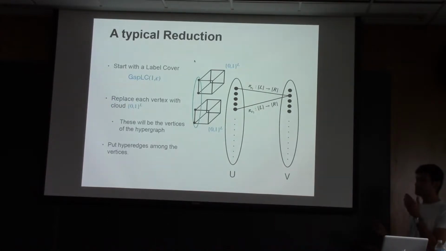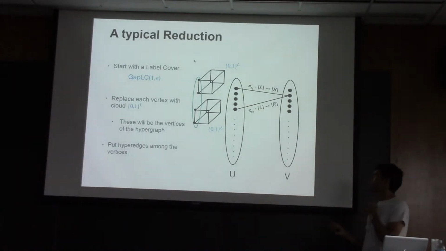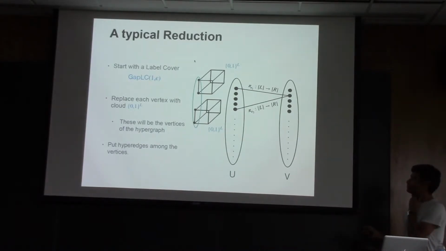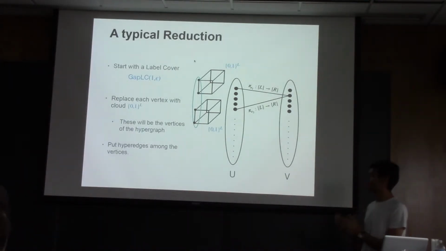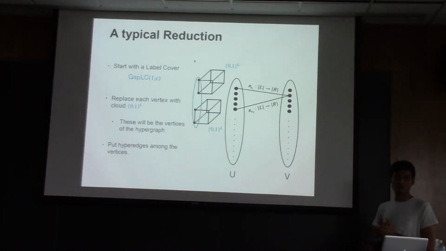Okay, so what does a typical reduction look like in this sort of area? Starting from a label cover, you start with label cover with some gap, and then you replace each vertex with some cloud of vertices of size say 2 to the L. This is just one very informal way of describing how the reduction goes.